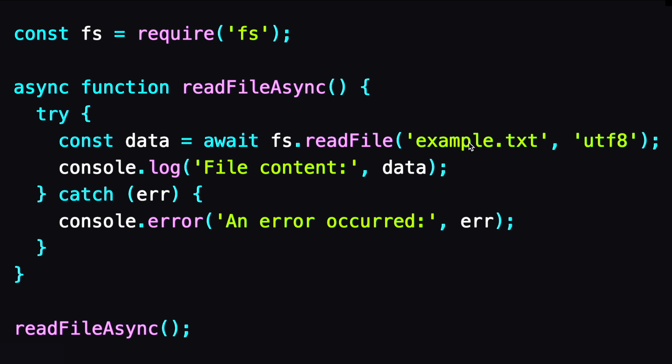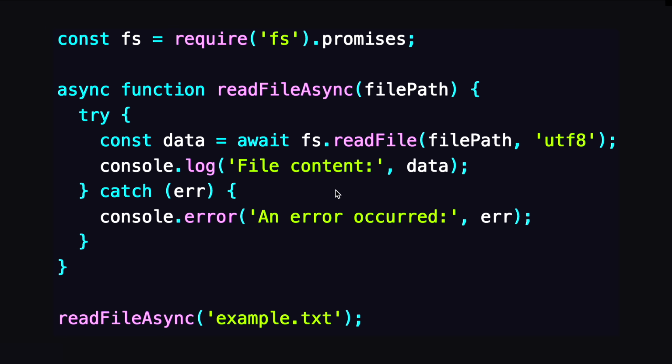So fs.readFile, we're going to pass in the name of the file, example.txt, and the type utf-8. fs.readFile returns a promise, so you can use await to wait for the promise to resolve. So we're waiting for the file to be completely done being read, and we're going to put it into the data variable and log the file content, data. And then we're also going to catch any errors that happened. Again, I'll be talking about error handling more later, but when the error happens, it's going to log the error. And then we have to actually run that function here, readFileAsync.